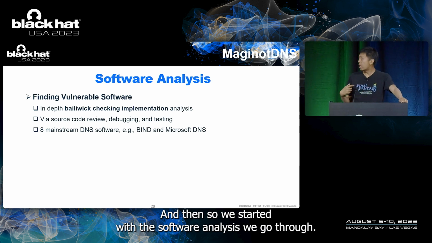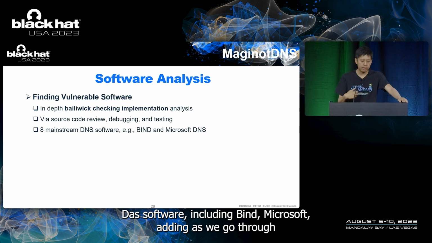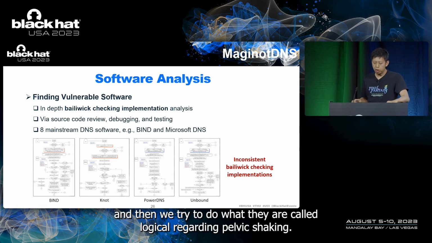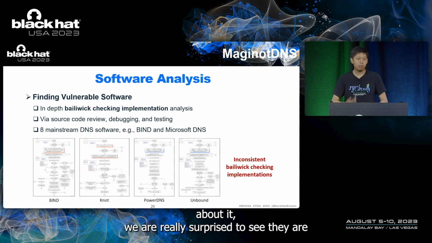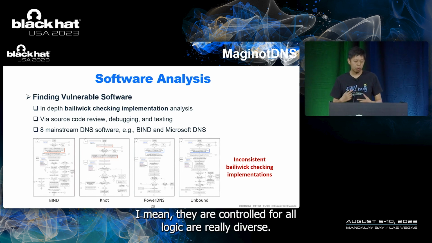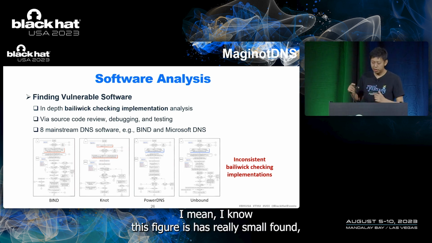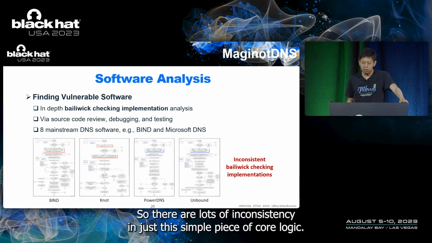And then we started with software analysis. We did a code review of 8 mainstream DNS software, including BIND and Microsoft DNS. We went through the source code, looked at their debugging information and testing, and then tried to draw their code logic regarding bailiwick checking. Even though bailiwick checking should be simple logic, we were really surprised to see their control flow logic is really diverse. I know this figure has really small font, but I want to point out their logic is very diverse in different software. So there is a lot of inconsistency in just this simple piece of code logic.